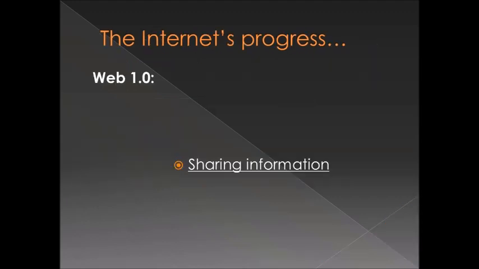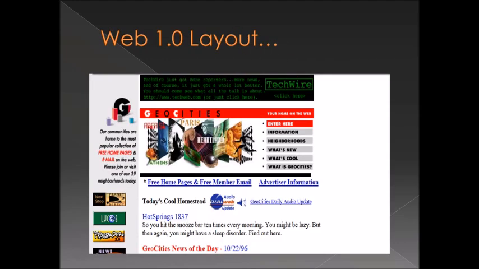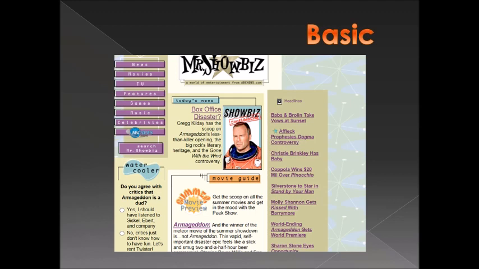Web 1.0 was basically just for sharing information. The layout of the websites was very different to what we're used to now. It was very basic, slow, and text-orientated.